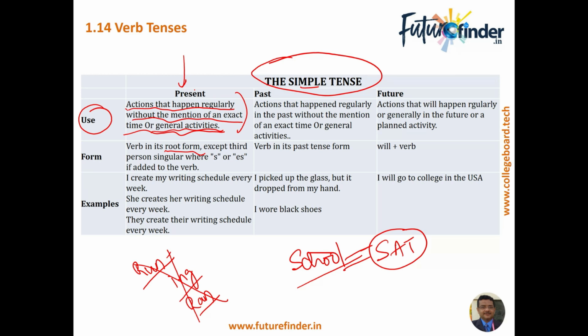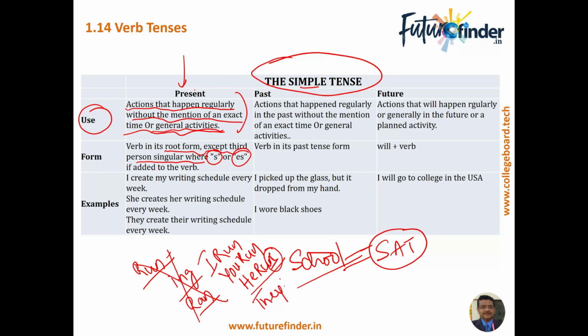We use the root form, except there is an exception wherein for the third person singular, s or es is added. So this is very simple. I don't think that this requires any specialized knowledge. So I run, right? Second person, you run, and third person, he runs, right? So the sun rises in the east and things like that. Whenever there is a third person singular, you add an s. Even if it is a third person plural, like they, right?